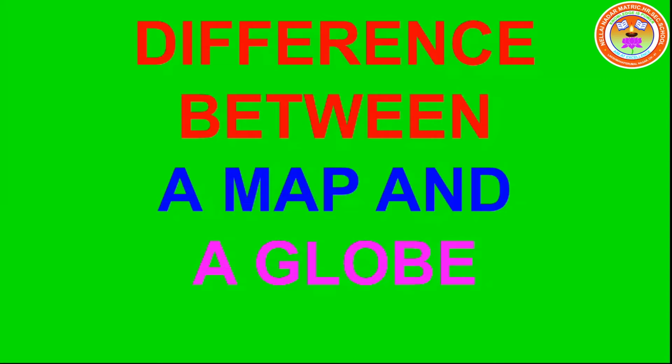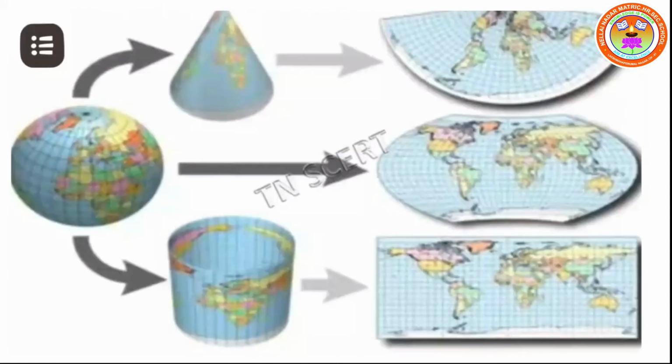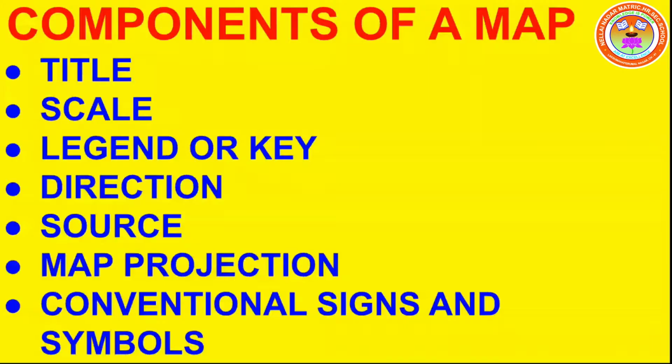Difference between a map and a globe. A map is different from the globe. A map gives a two-dimensional representation of certain regions or the entire world, while a globe gives a three-dimensional representation of the entire world, and it is a miniature form of the earth.